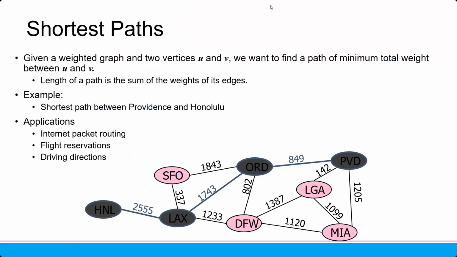There are some other applications, for example, internet packet routing. So if we want to find the best way for the internet packets, or we want to do flight reservations like this one, or we want to find driving directions, we use the shortest path.